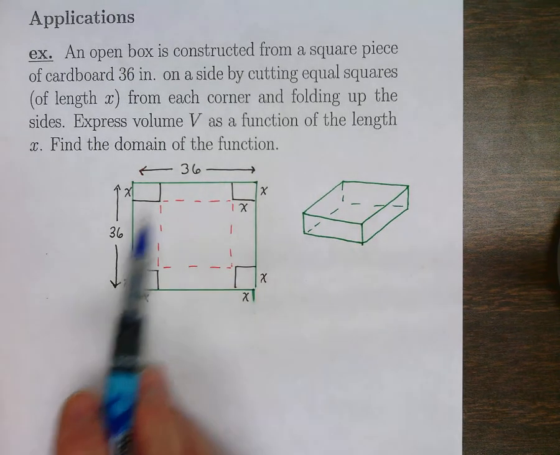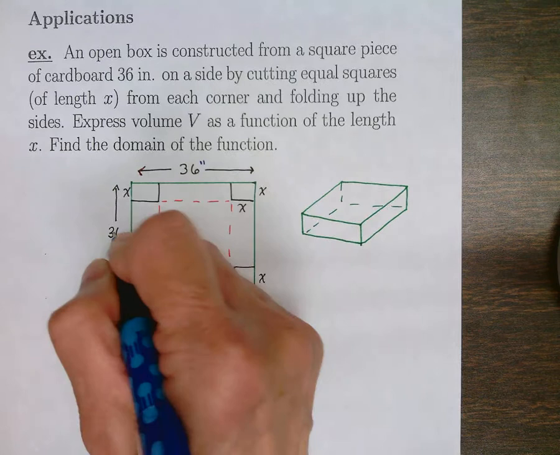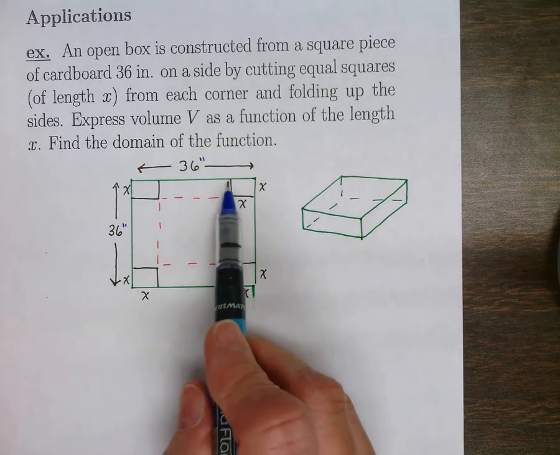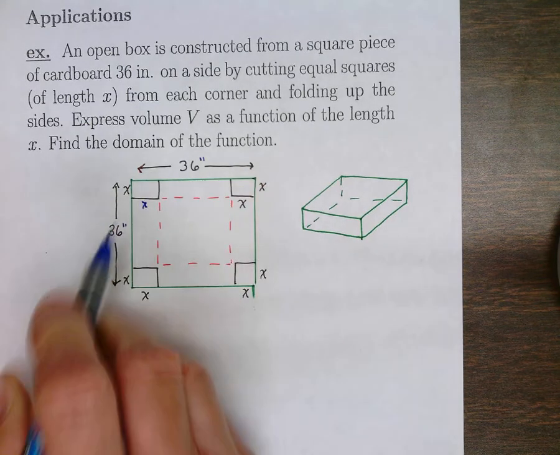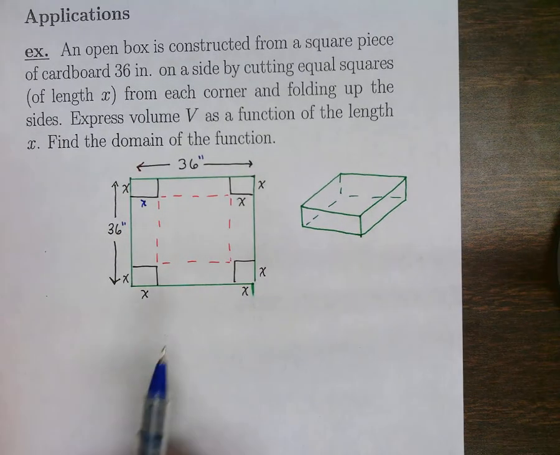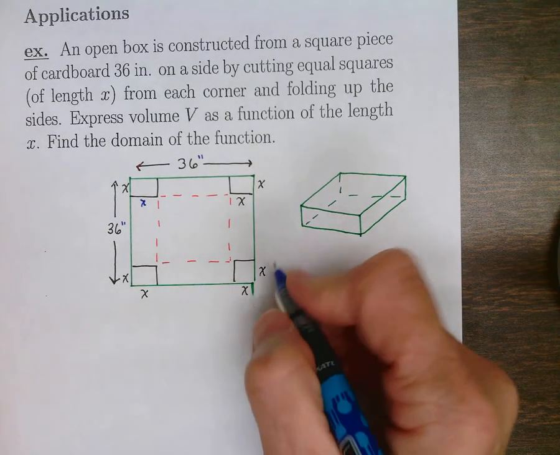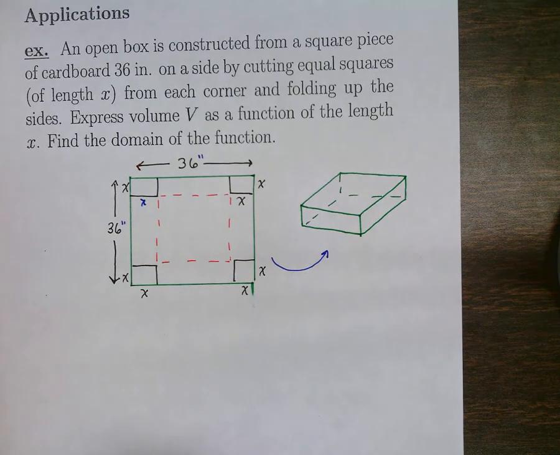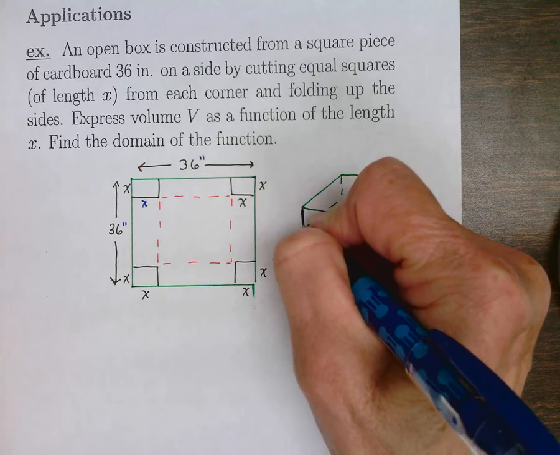So let's assume we have a piece of cardboard that's square, 36 inches by 36 inches on either side. So you take a corner and you cut out an equal square from each side of this. And then you fold along the red lines. You fold it up and you get yourself a box. Now, what are the dimensions of that box? What's the height of the box?